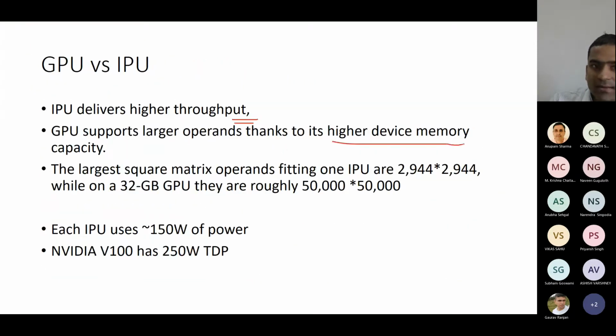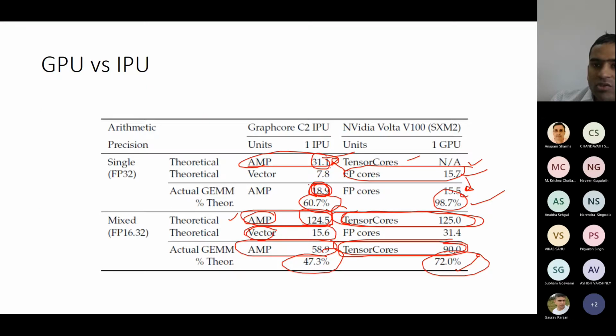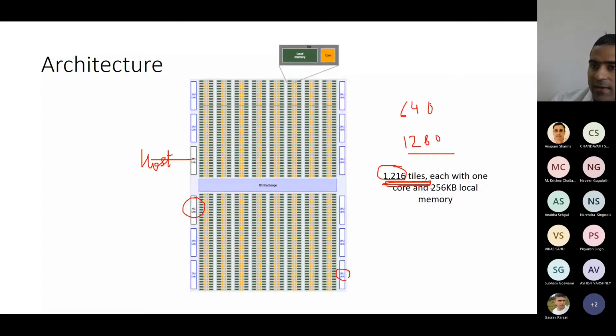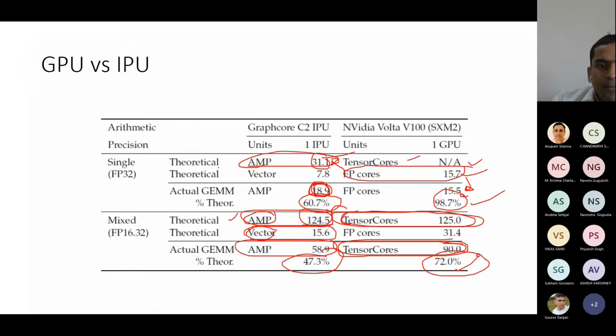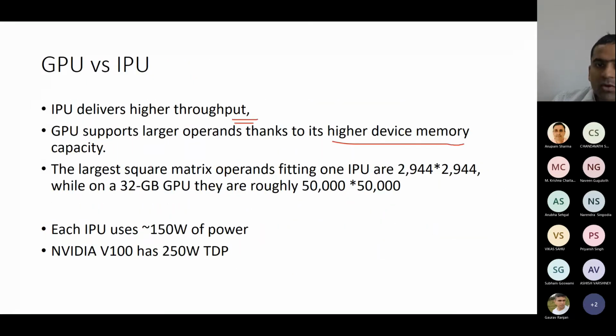Because GPU has DRAMs, that's why GPU can have higher memory, right? DRAM capacity is much higher. One more thing is, from this you can also compute the total amount of memory available here. If you multiply this number with this number, you can see the total memory available on IPU. Someone has done experiments on GPU and IPU. They found that the largest square matrix that fits one IPU is this size, whereas a 32 gigabyte GPU can fit even this much square matrix.